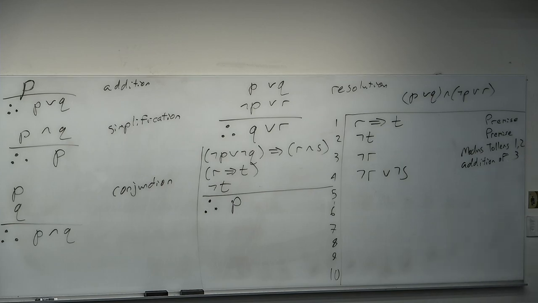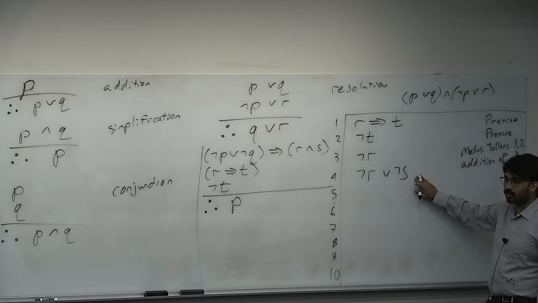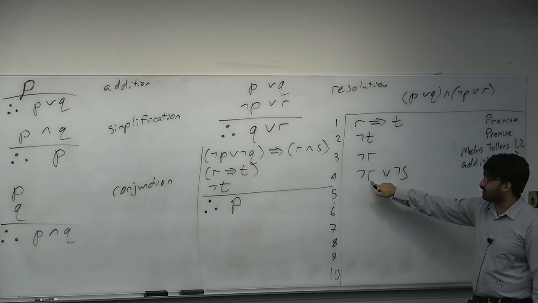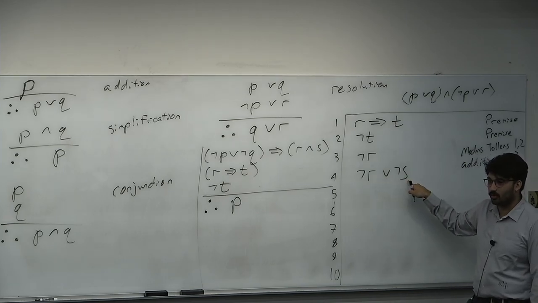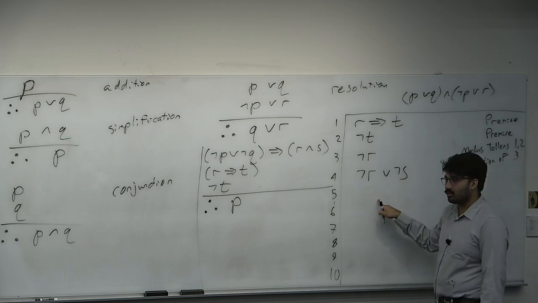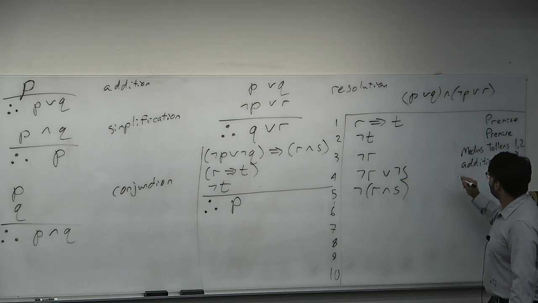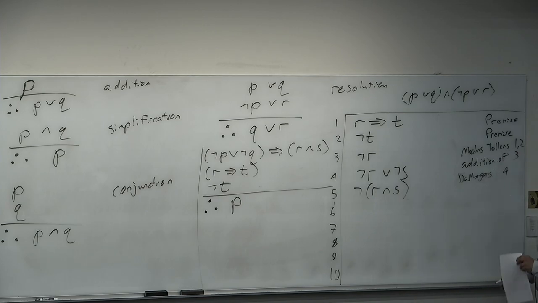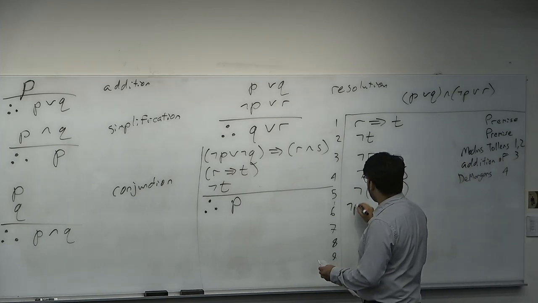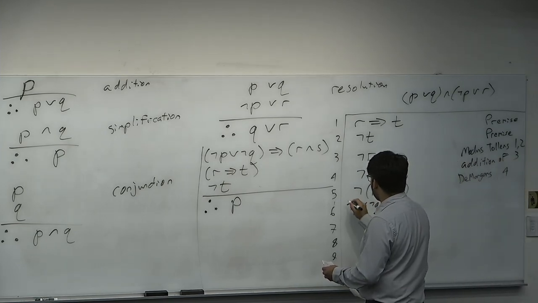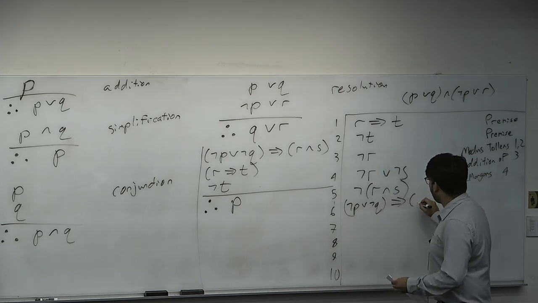Right. What about this? You said De Morgan's law, right? What is that? We have not something or not something. What do we apply De Morgan's to, what do we write that as? Not R and S, correct. That's De Morgan's of line 4. Then we have a premise. So not P or not Q implies R and S.